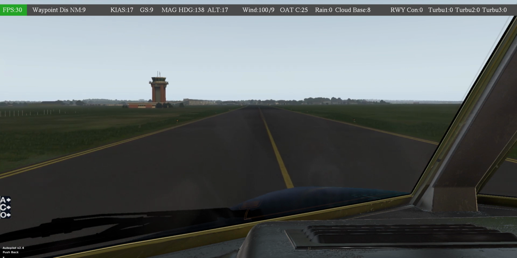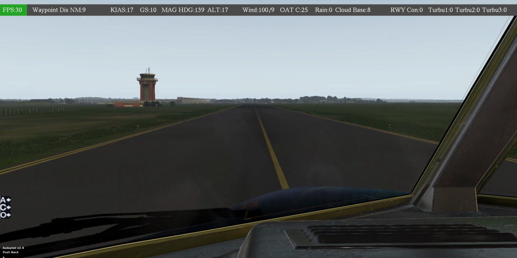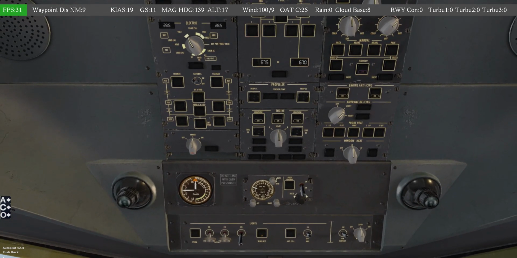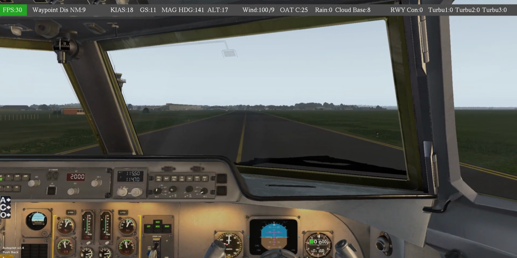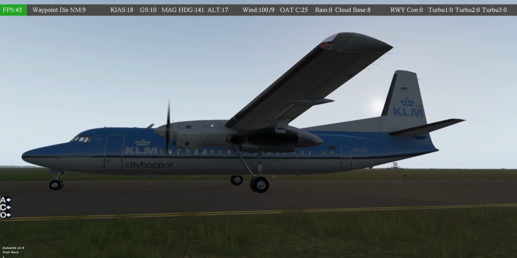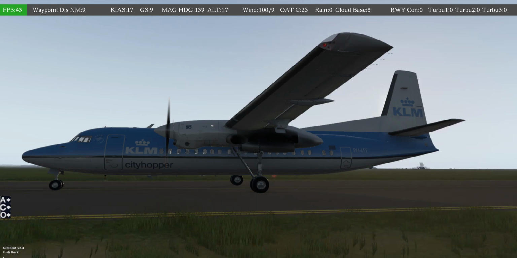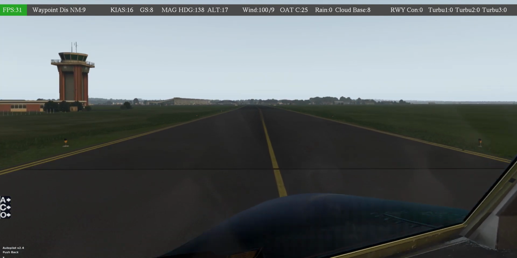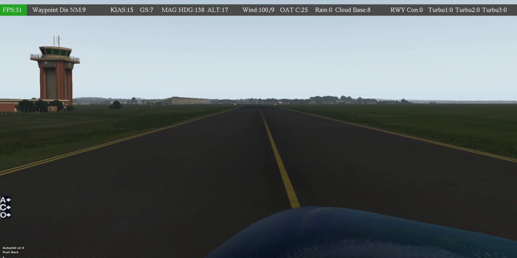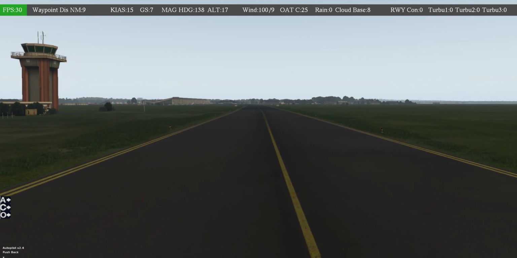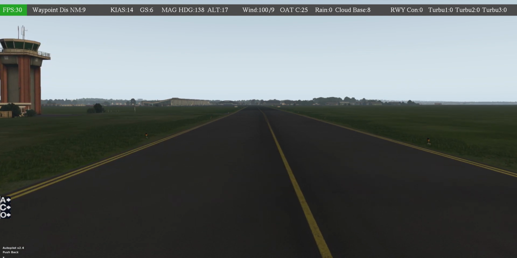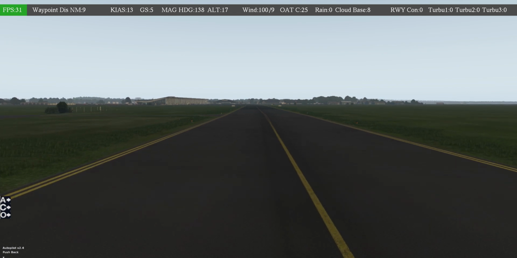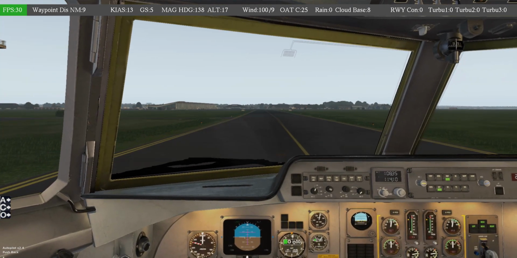So that's it. But you see, we are around 30 frames per second right now. And you see, it can rise, it's not so much the exterior of the aircraft. It is the visual rendition of the aircraft that is hungry on the frames here. So that's it.